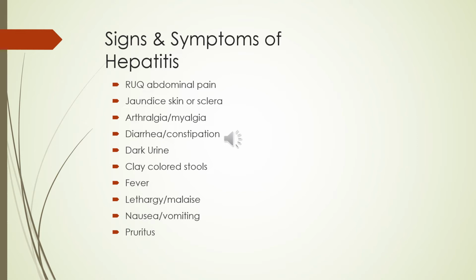Signs and symptoms of hepatitis would include right upper quadrant pain, which makes sense because that's where the majority of our liver is, jaundice of the skin or sclera, and the term for jaundice in the sclera is icterus, arthralgia or myalgia, which are joint and muscle pain, diarrhea and constipation. Also, we might have a change in our urine color. It may be dark. And also our stool color, which may be more of a clay color. We could see fever, lethargy and malaise, nausea, vomiting, and also remember pruritus, or the itching of the skin.